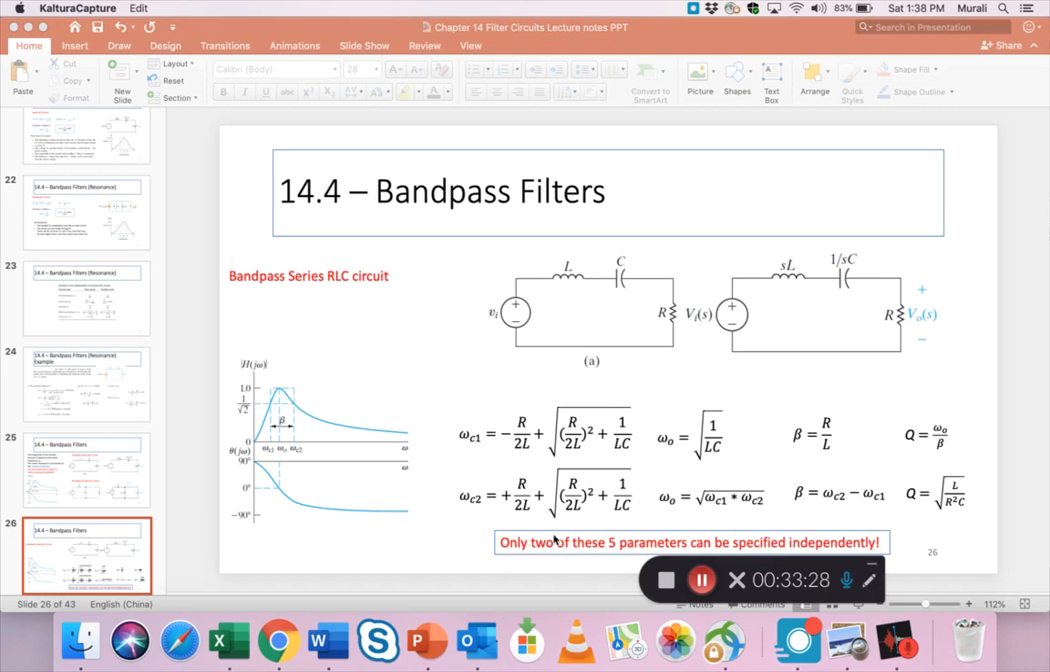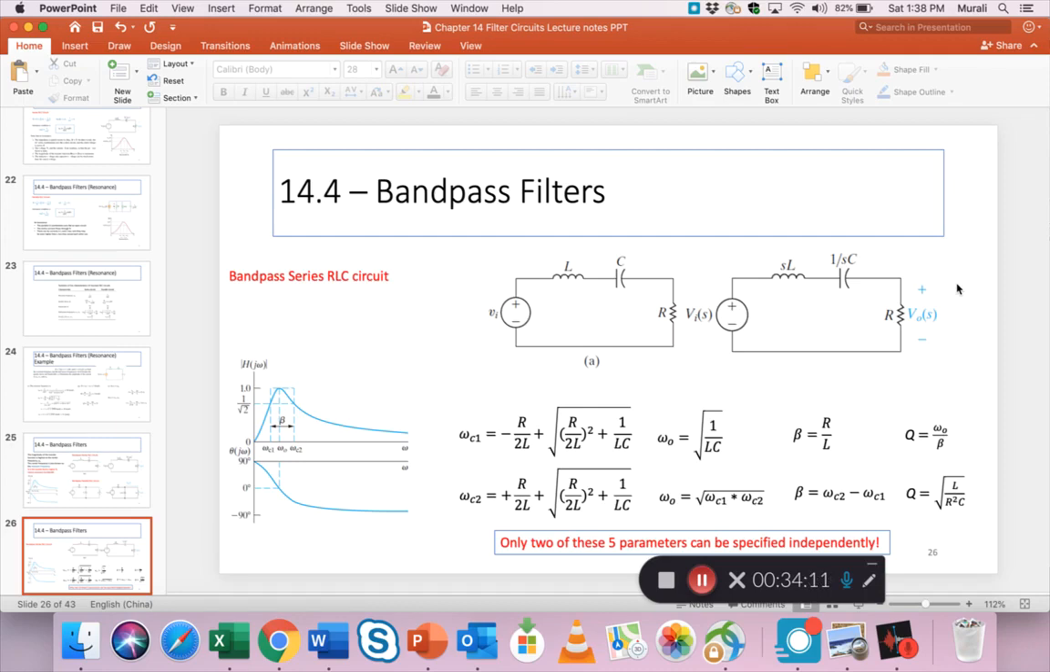Important point here, only two of these parameters can be specified independently. That means you can't just say I'm going to pick R, I'm going to pick C, I'm going to pick L, and I'm going to pick a bandwidth and you can solve the problem. No. At best you can pick an R and say, okay, I'll take a bandwidth of so and so, or I can pick a C and I'm going to use a center frequency of so and so. Everything else will be calculated based on the two assumed values for the two parameters. So be cautious of that.